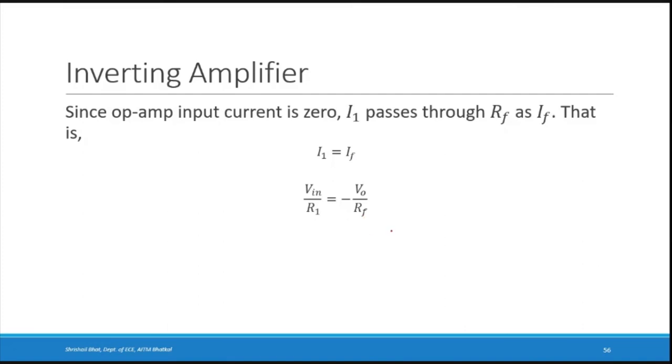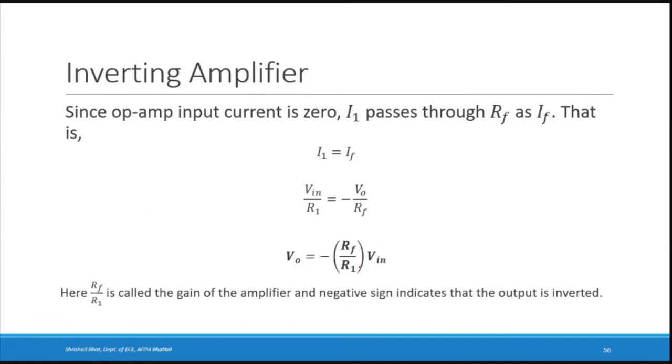Now our intention is to get the expression for output voltage in terms of the input voltage. If I rearrange this, I will get V0 is equal to minus RF by R1 into V in. This is my expression for the output voltage of an inverting amplifier. What you observe is the output is an inverted version of the input along with a certain gain. This ratio RF by R1 is called the gain of the amplifier, and the negative sign indicates that the output is inverted.